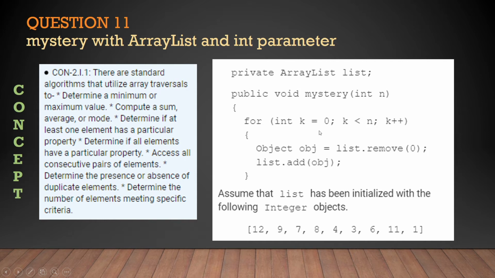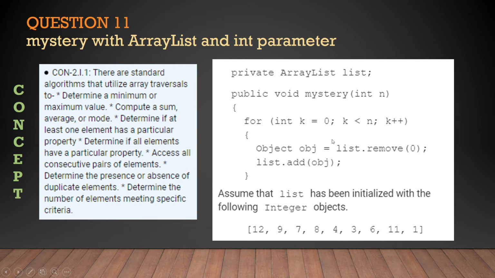Now, this time, k less than n, so we're not going all the way through our list. K equals 0, k less than n, where n is the input here. And what we're saying is an object, a new object, equals list.remove 0. So it removes the first item in the list and adds that to the list at the end. So basically, up to a certain number, it's going to remove something from the start of the list and move it to the end of the list.